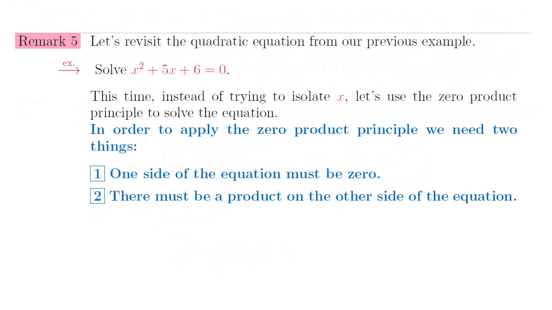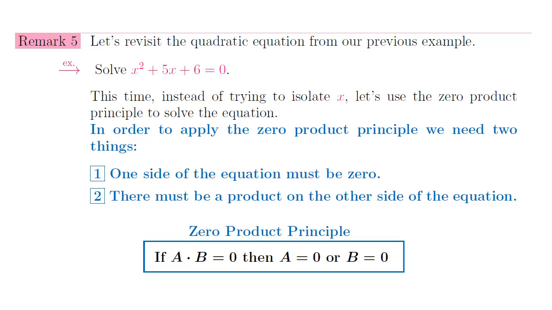Let's revisit the quadratic equation from our previous example. That is, let's solve x squared plus 5x plus 6 equals 0. This time, instead of trying to isolate x, let's use the zero product principle to solve the equation. Now, in order to apply the zero product principle, we need 2 things. One side of the equation has to be 0, and there must be a product on the other side of the equation. Once our equation is set up in that form, then we can apply the zero product principle, which says that if A times B equals 0, then A is 0 or B is 0.